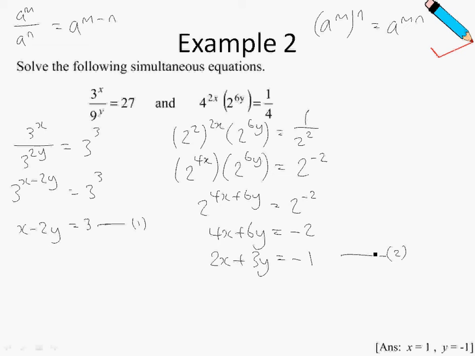At this point, I have a pair of simultaneous equations. For this chapter, our main discussion is on exponentials, so I will not be discussing how to solve this pair of simultaneous equations. But just for your information, the answer after you solve them is x equals 1 and y equals negative 1. If you wish to know how to solve simultaneous equations, please view the video on simultaneous equations, that's in chapter 1.